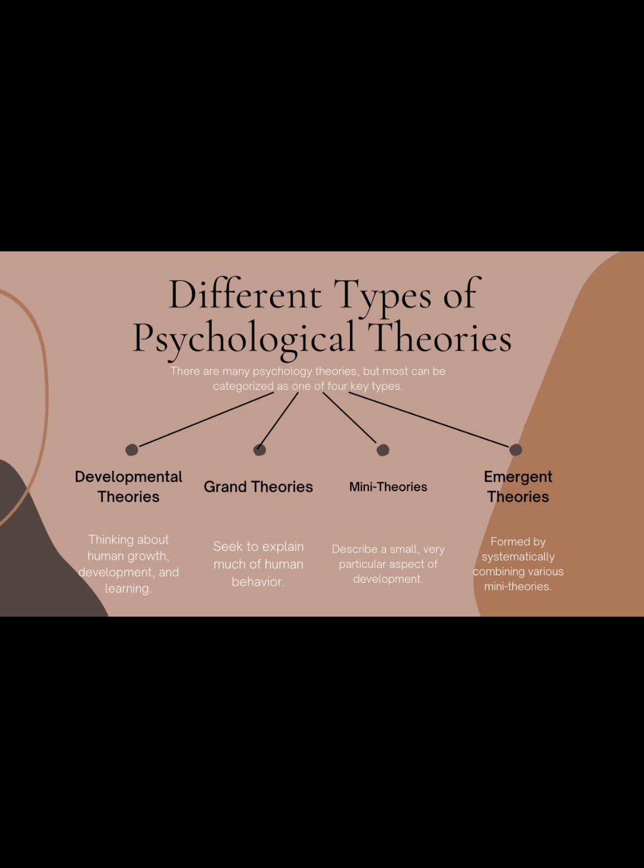And number 4 of the different types of psychological theories is emergent theories. Emergent theories are those that have been created relatively recently. They are often formed by systematically combining various mini theories. These theories draw on research and ideas from different disciplines but are not yet as broad or far-reaching as grand theories. The socio-cultural theory proposed by Lev Vygotsky is a good example of an emergent theory of development.